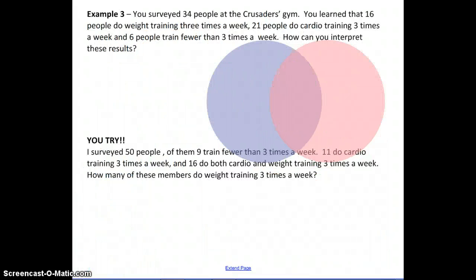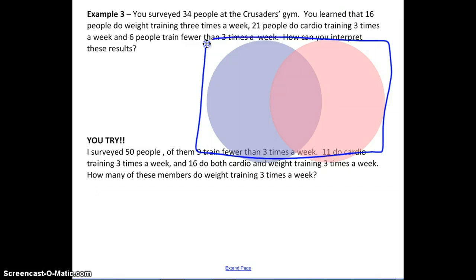Then we have example 3. It says you surveyed 34 people at the Crusaders gym. You learned that 16 people do weight training 3 times a week, 21 do cardio 3 times a week, and 6 people train fewer than 3 times a week. How can you interpret these results? So let's start by making a Venn diagram and stating our different outcomes. So we could have U is all people surveyed. And again, since I'm not actually writing a number here, I shouldn't have an equal sign. Just a colon is good.